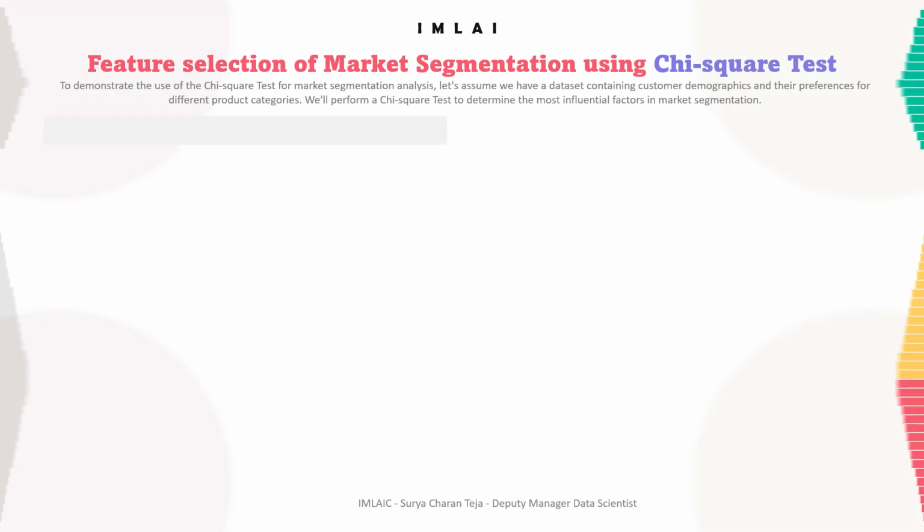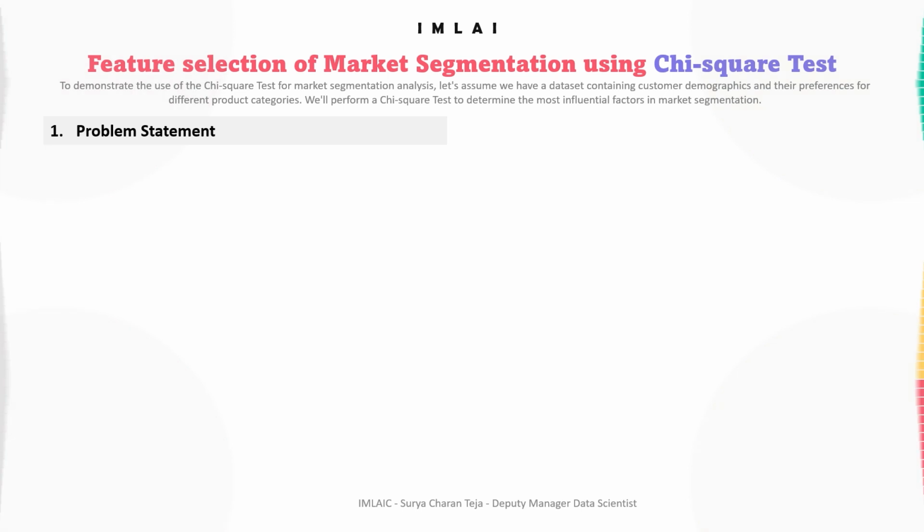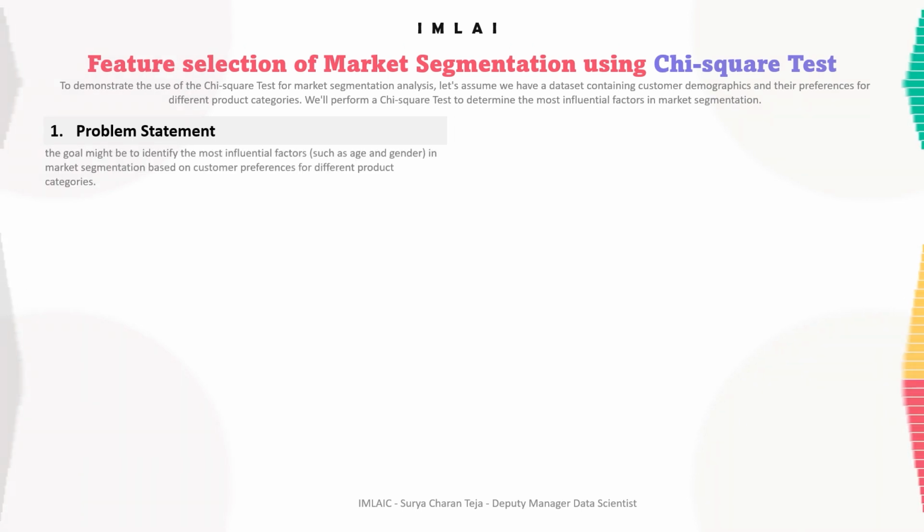So first step is obviously the problem statement. Let's clearly define the objective of the market segmentation analysis. For example, the goal is to identify the most influential factors such as age, gender in market segmentation based on customer preferences for different product categories.